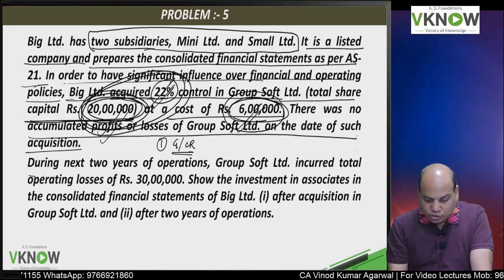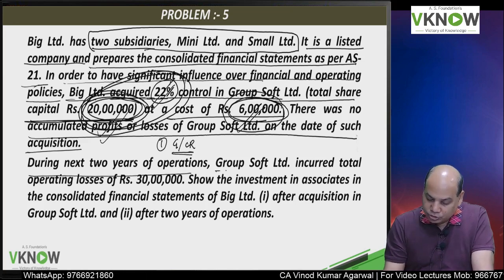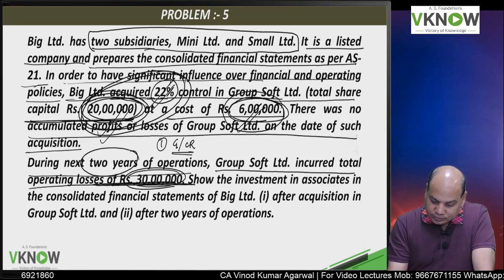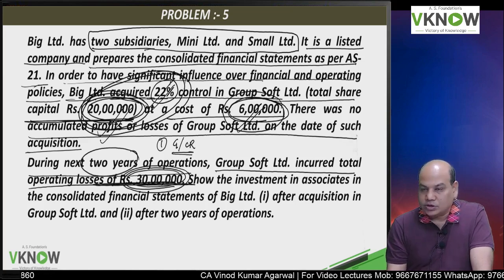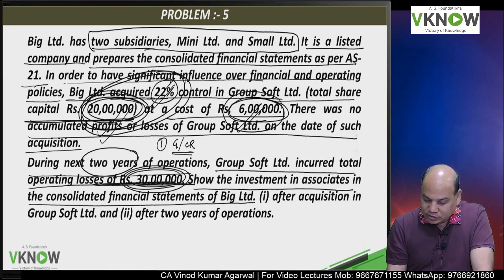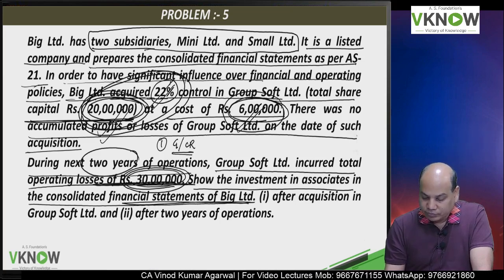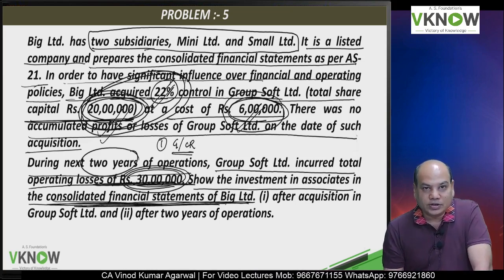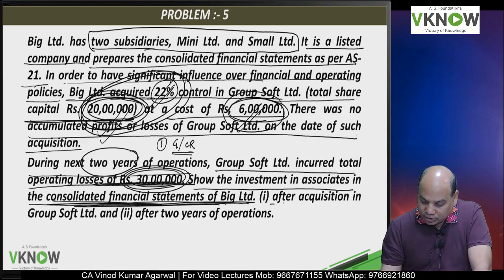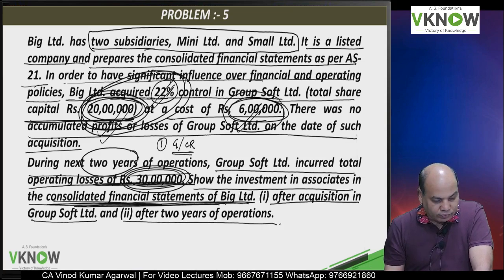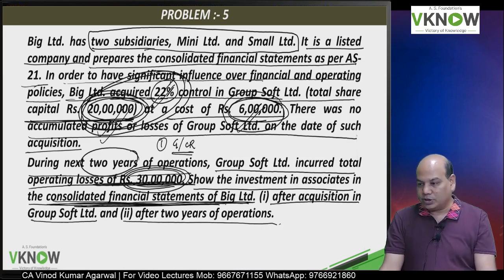Second task: during the next 2 years of operation, Groupsoft Limited incurred total operating losses of 30 lakh. So in the next 2 years, associate loss is 30 lakh. Show the investment in associate in the consolidated financial statement of Big Limited. Again, the presentation is to be given in consolidated financial statement. When? Immediately after acquisition in Groupsoft and second after the 2 years of operation.